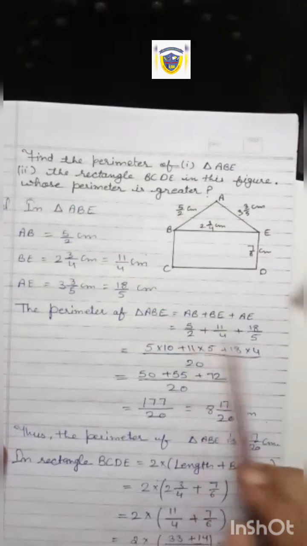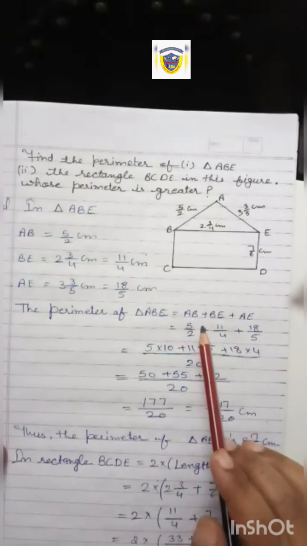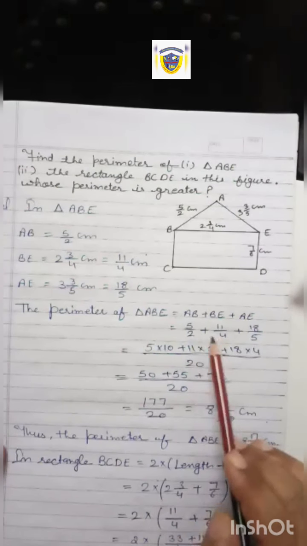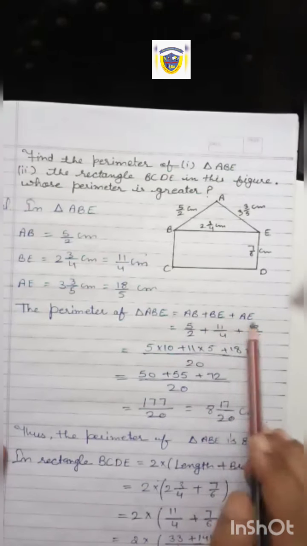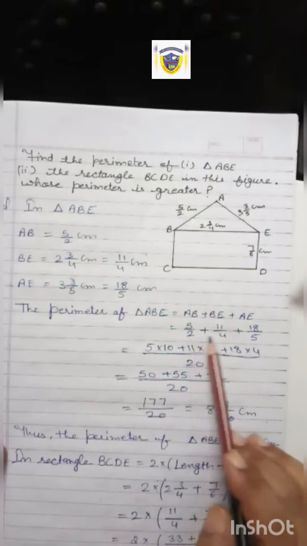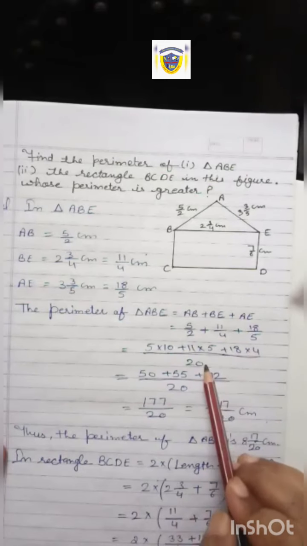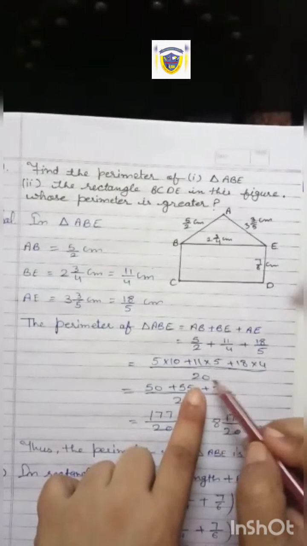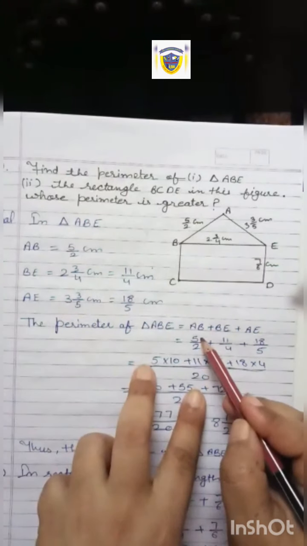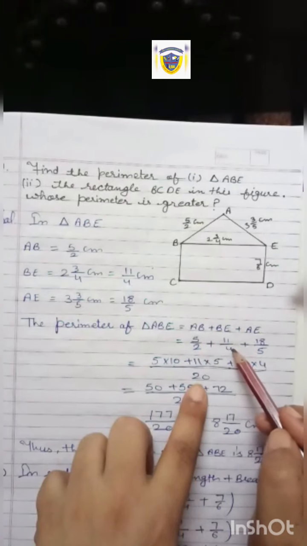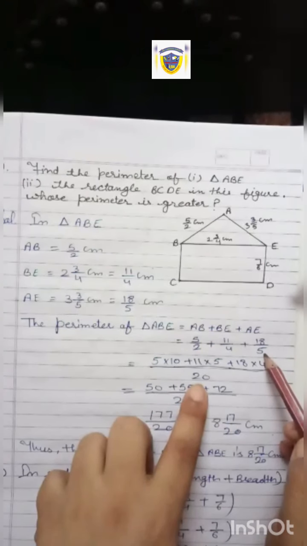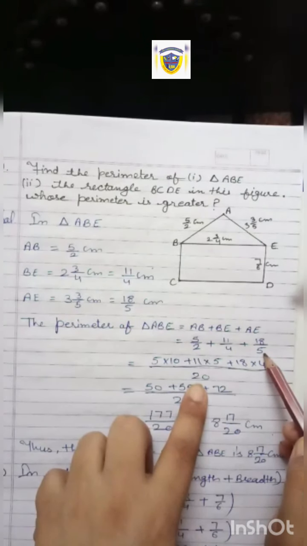Now to solve this, because here I have 3 fractions, I have to add these 3 fractions with another method. First of all, I have to take the LCM of 2, 4 and 5, that is 20. After that, I will divide 20 by 2, that is 10. Then I multiply 5 by 10. Then 20 divided by 4 is 5. Then I multiply 11 by 5. Now 20 divided by 5 is 4.